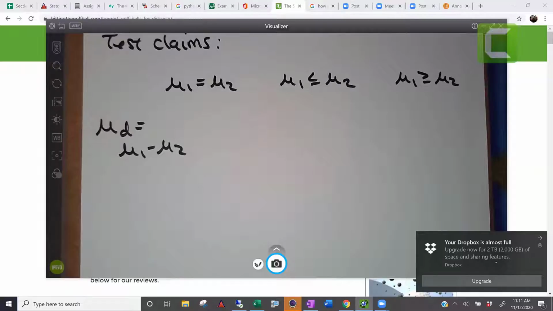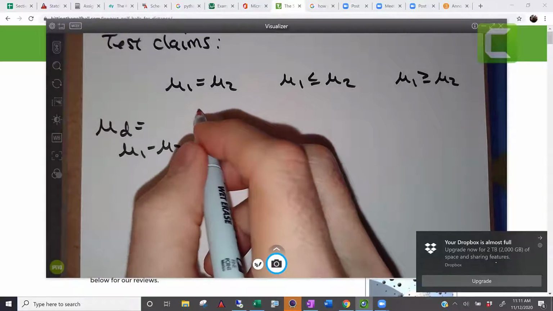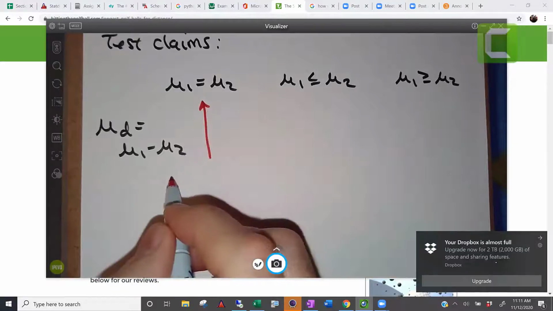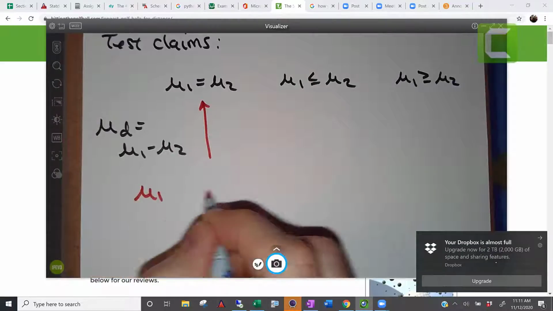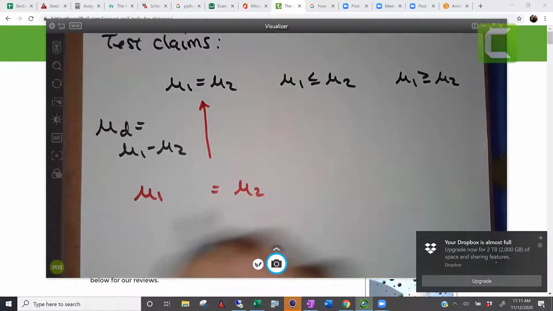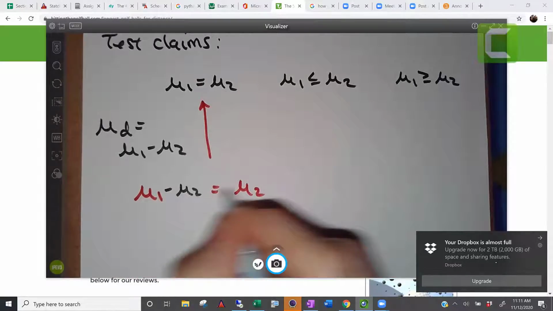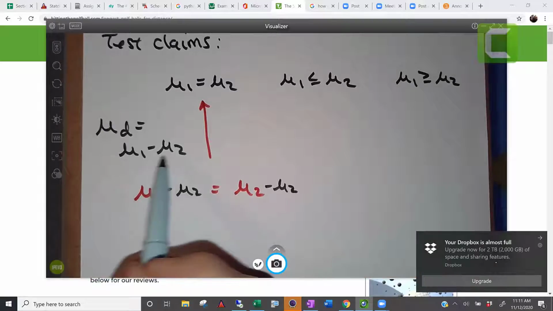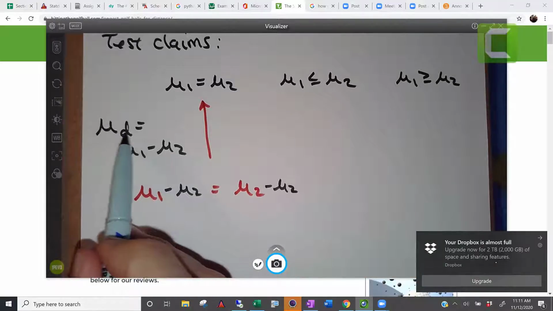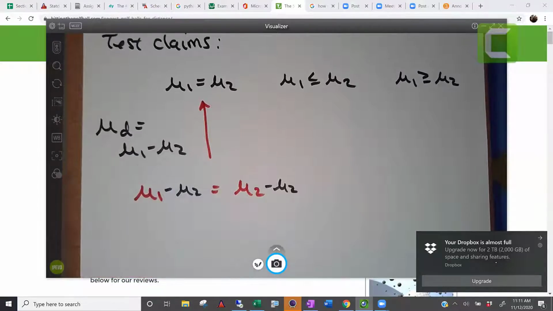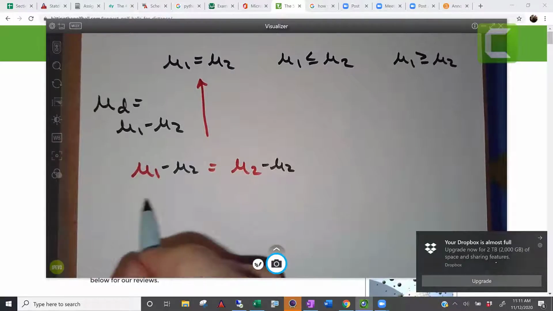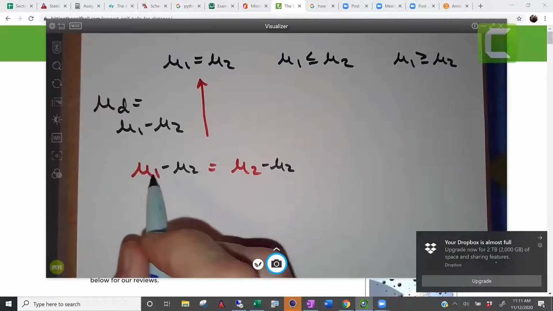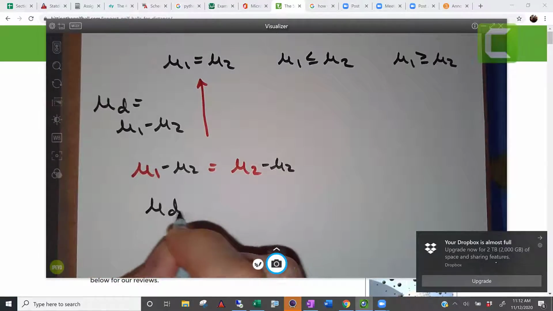Let's see what happens when we do just that. Let me subtract from this. I'm going to subtract mu sub 2 on both sides. So we'll take mu sub 1 equals mu sub 2, and I'm going to subtract mu sub 2 from the right-hand side, just like I have here. That mu sub d, the average difference, is really the difference in the means here. This is going to simplify. On the left-hand side, mu sub 1 minus mu sub 2 is going to be my average difference, so I'll call that mu sub d.